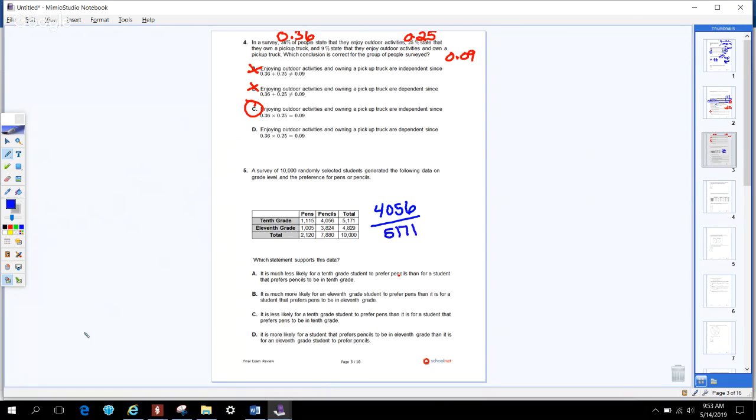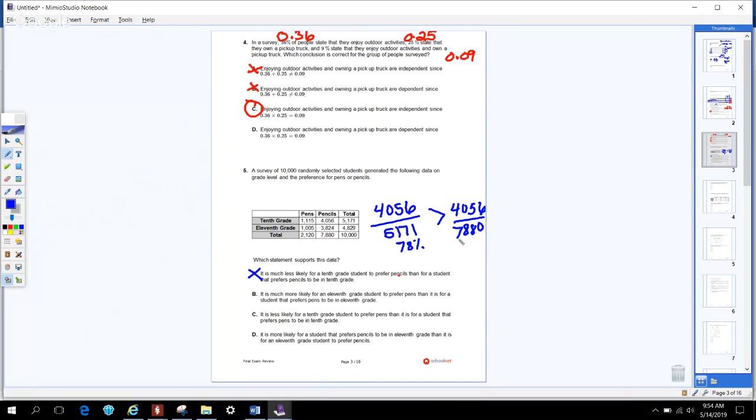Good catch, Tati. And then that's compared to a student who prefers pencils to be in 10th grade. So how many people prefer pencils? 7,880. And how many of them are in 10th grade? This number. So see how this is much less likely? Well, we know right away, comparing the numerators, this is bigger, so it can't be choice A. You also could find the decimals if you wanted. 4,056 divided by 5,171 equals 78%.